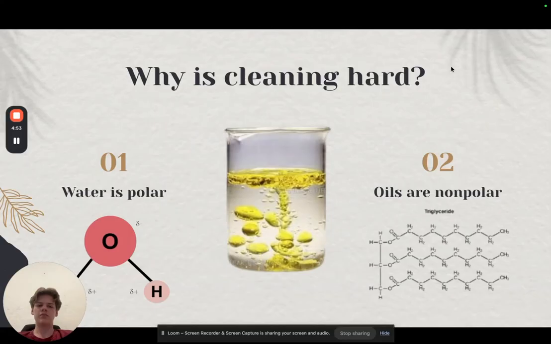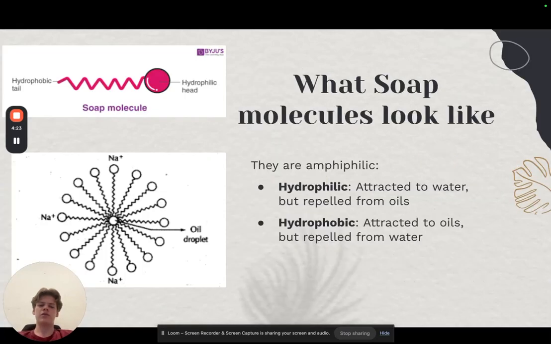First, I need to explain the problem of why cleaning is hard. Water is a polar molecule, meaning it has partial positive and partial negative charges. Oils, on the other hand, are nonpolar, meaning they do not have any charge differences in their structure. As we know, polar and nonpolar substances do not mix well. This is why oil floats on water, and many microbes stick to those oils on our skin, so water alone cannot remove them effectively. Now, what does a soap molecule look like?